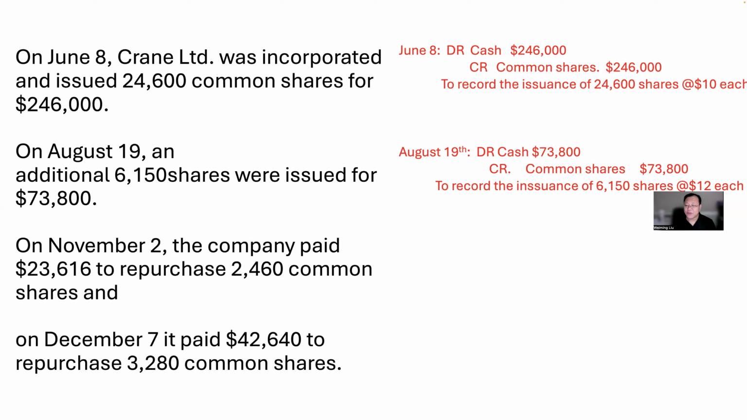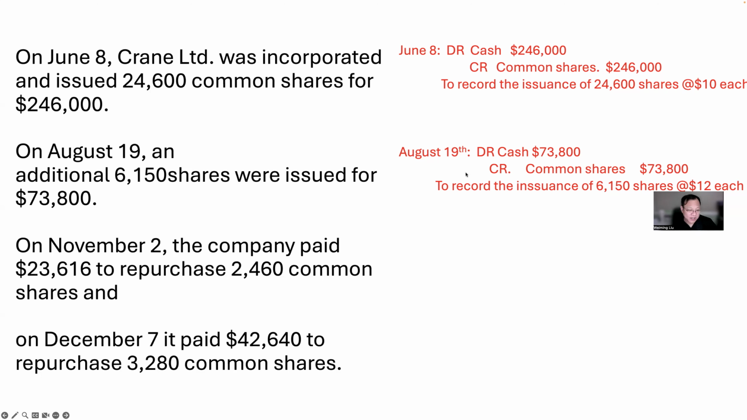So equity has a normal credit balance. So in order to increase the equity's balance, you need a credit equity, right? So the journal entry is the same. You debit cash, you credit the common shares when you are issuing the common shares. So I think the first two journal entries are quite straightforward.